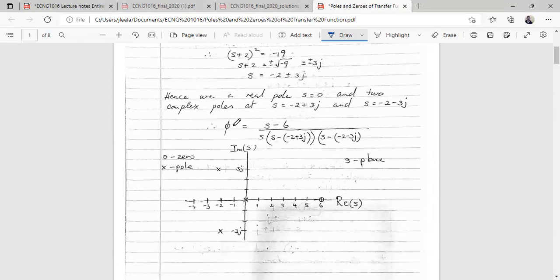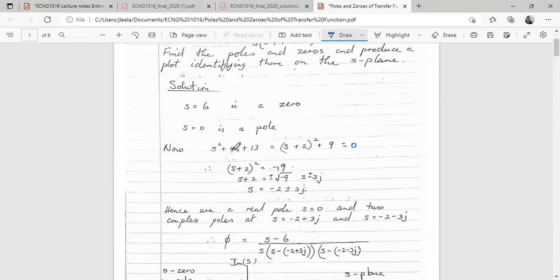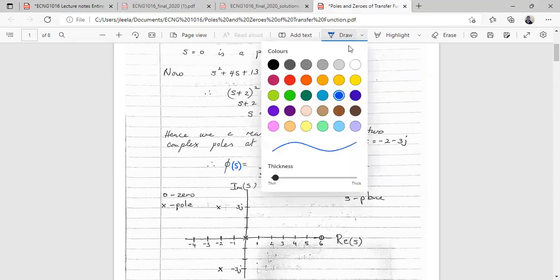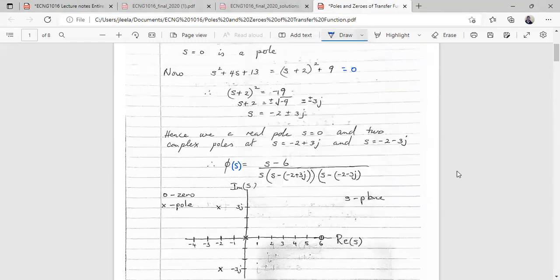So you could write the transfer function Phi(s) in factored form as (s minus 6) over s times (s minus (minus 2 plus 3j)) in brackets, and then (s minus (minus 2 minus 3j)) in brackets. So I could close off this here with another bracket.